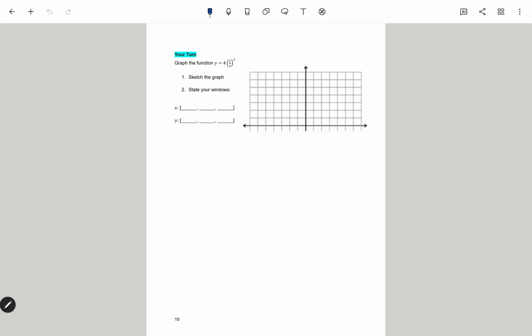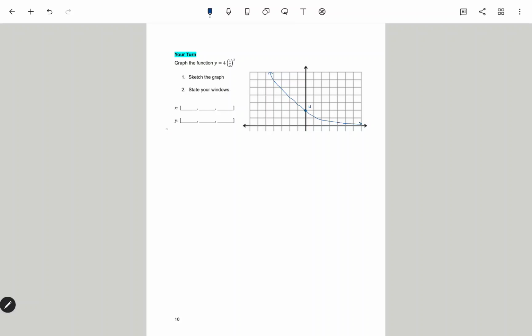So you're going to follow those steps again. You're going to graph this function. You're going to sketch a little bit of it, and then you're going to state your windows. So again, pause the video here, try this on your own and see how you do. All right, so let's see how we do. So if you graphed this, hopefully you got a graph that looks like something passing through 4, and it's an exponential decrease. So it's going to start up high and come down low. Remember, we do not cross the x-axis.